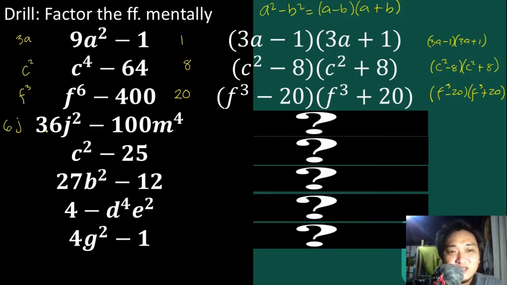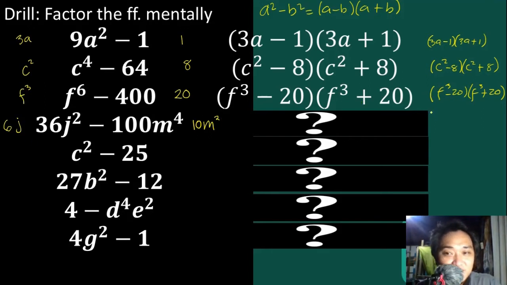So, 6j. What will be the square root of 100m to the 4th? Ang square root ni 100, syempre 10. Tapos, ang square root ni m to the 4th, divide mo lang yung 4 sa 2. Ganun lang kasimple. So, m, 4 divided by 2 is 2. So, the square root of m to the 4th is m raised to 2.